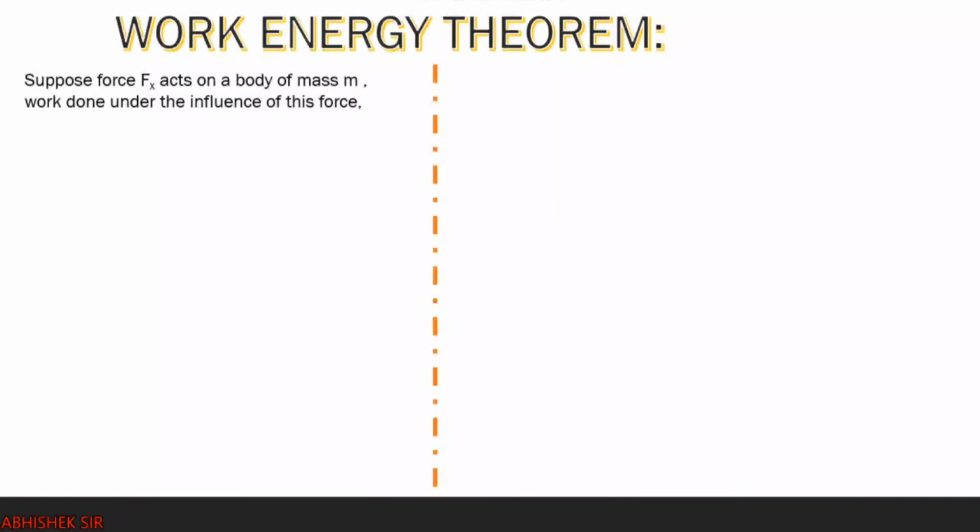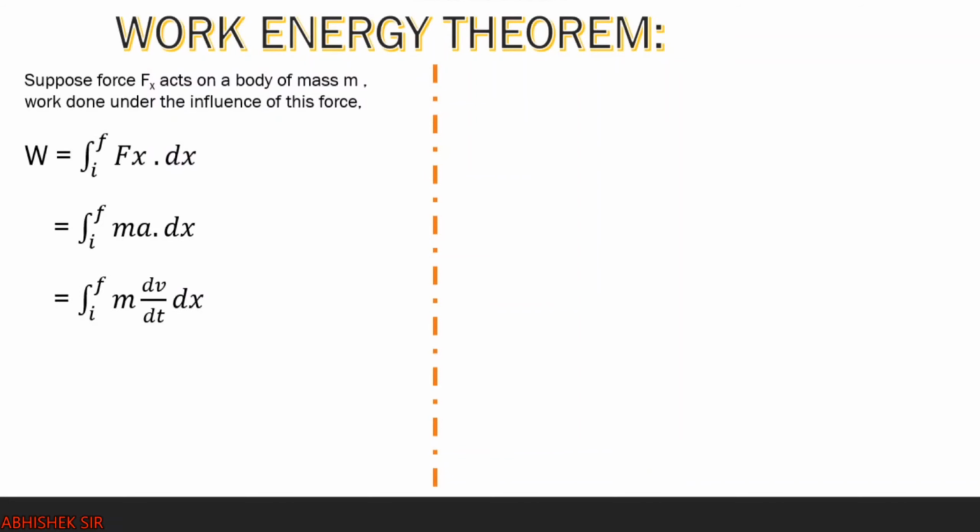Suppose force Fx acts on a body of mass m. The work done under the influence of this force will be W equals integration from initial to final of Fx dx. Now we all know what force is. Force is mass into acceleration, so we have just replaced Fx with m into a. Now again, what is acceleration? Acceleration is change in velocity per unit time. So we just replaced acceleration with dv by dt.